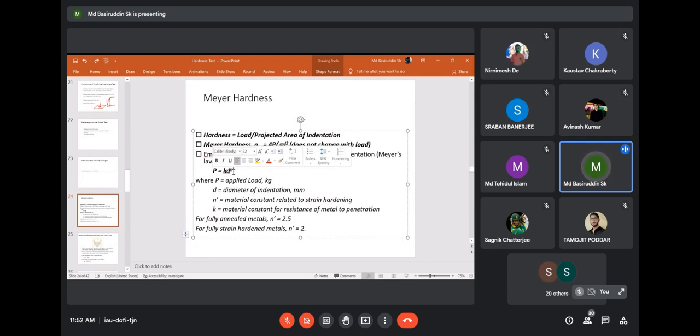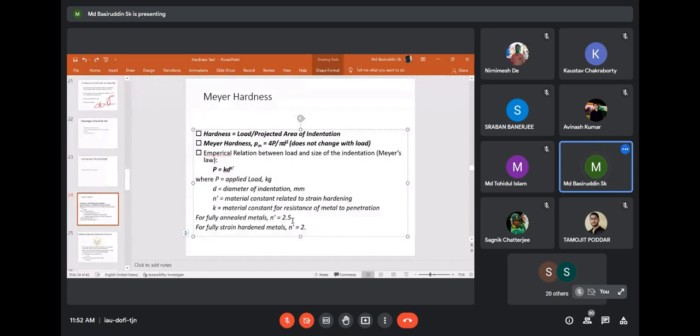So in this way people try to make a correlation, and as per Meyer, they found that the slope is 2.5 for annealed material, and for strain hardened or cold worked material the slope is 2. Whatever intercept they found, that value dictates the K, the material constant, or the resistance of the metal to deform or to penetrate. So just like the flow curve that we derived previously, there is a certain similarity between this load versus depth of indent, the indentation diameter, and the flow stress versus strain. And how they correlate with each other here.